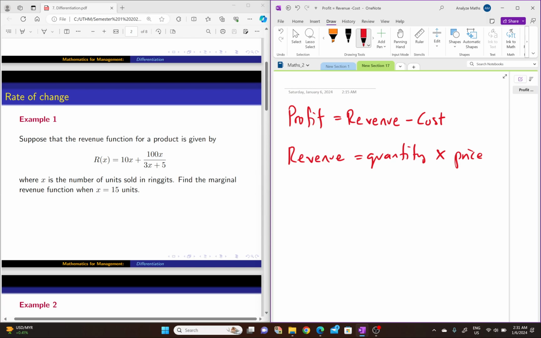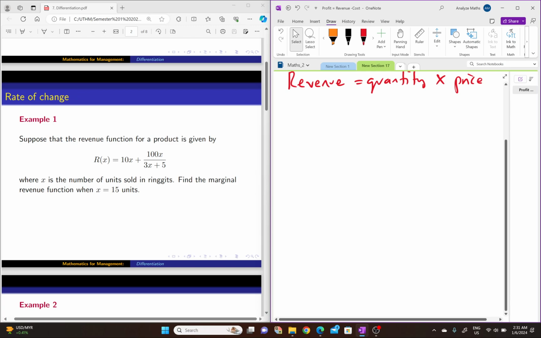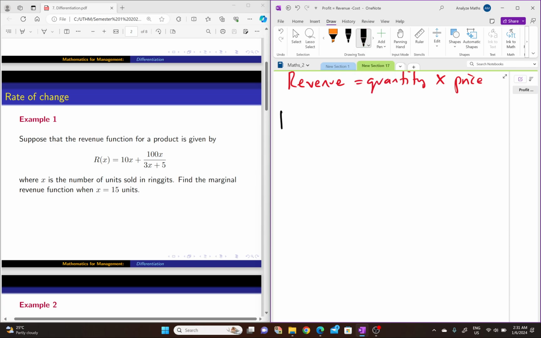Okay, let us look at example 1 here. Suppose that the revenue function for a product is given by this revenue function, where x is the number of units sold. Find the marginal revenue function, and the value of marginal revenue function when x equal to 15. Okay, so example 1, first thing is rate of change.